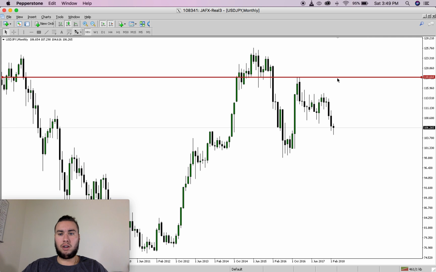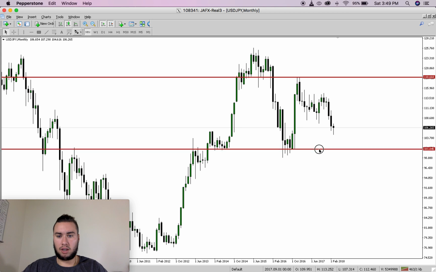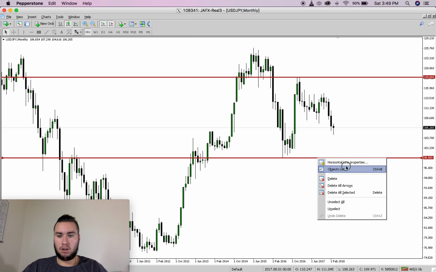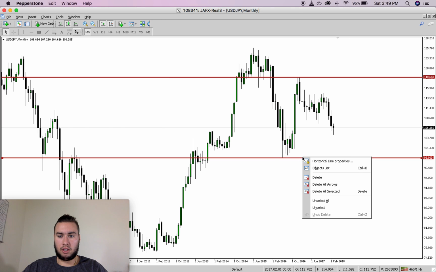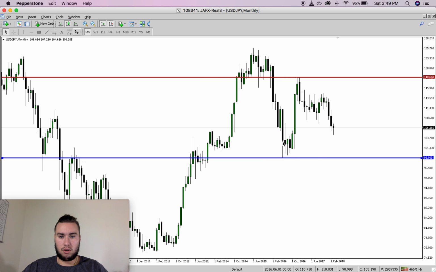Now if I hover my mouse over it, it'll say monthly key resistance. If you hold Control and click on it, it'll make a copy of the line. Then I'm going to put it at the low, and make this blue. The low is 98.99.